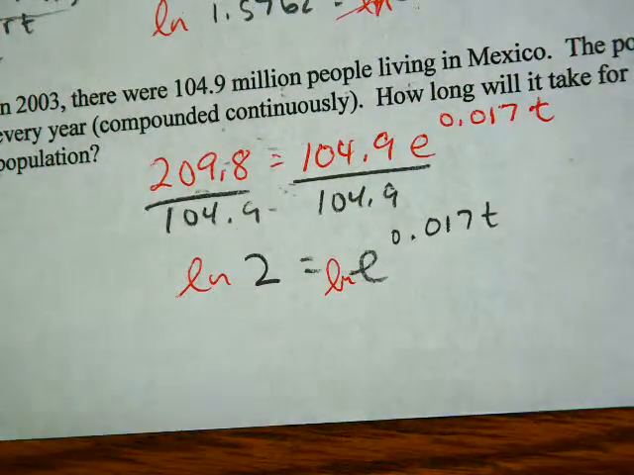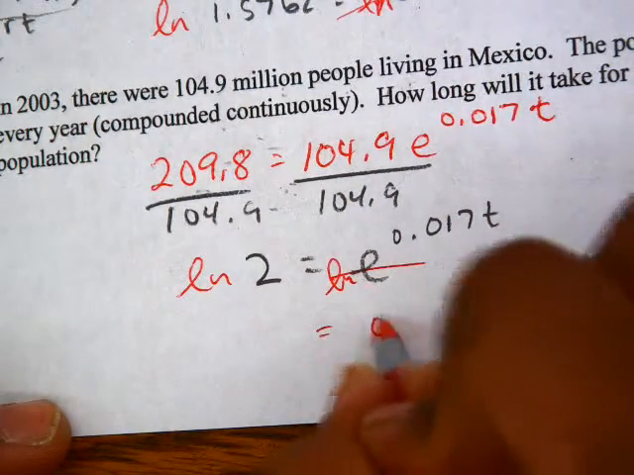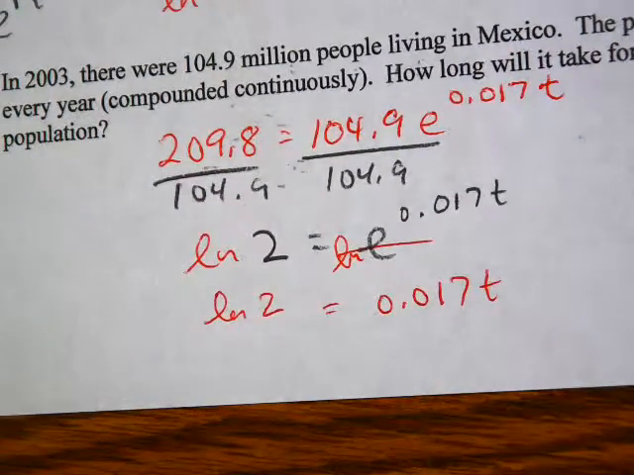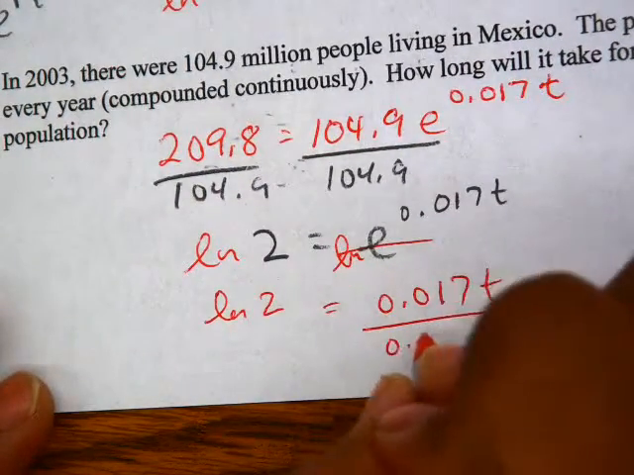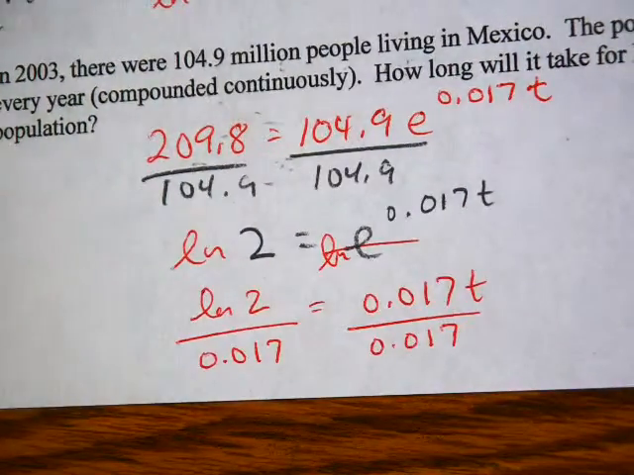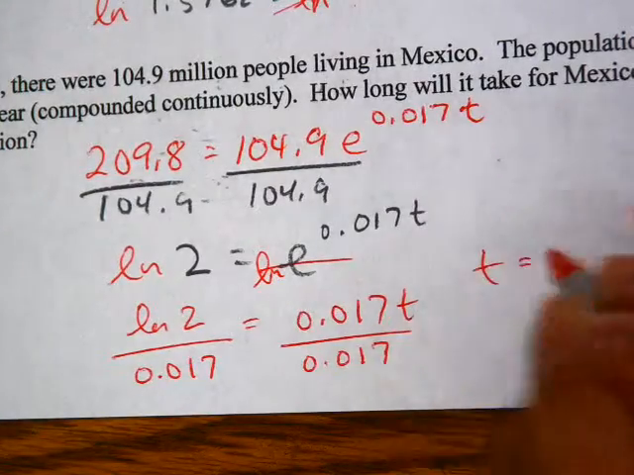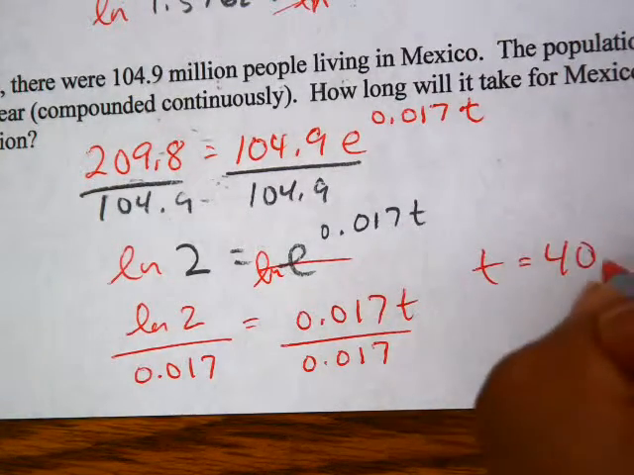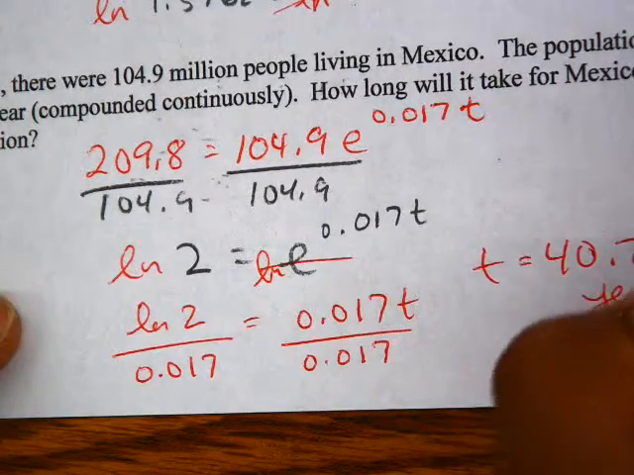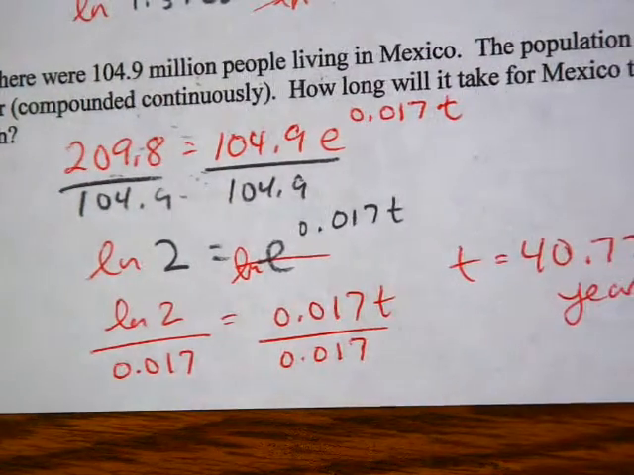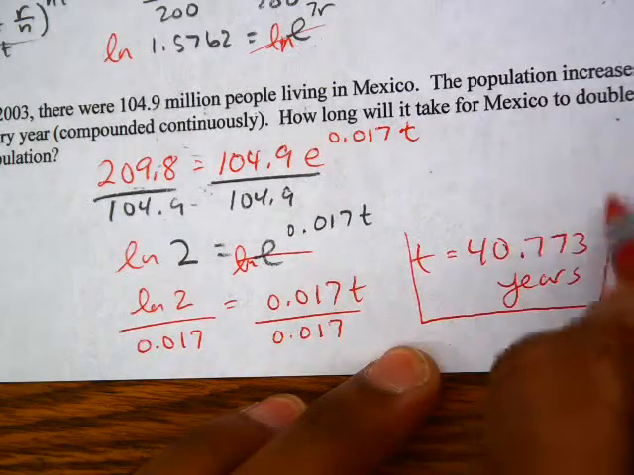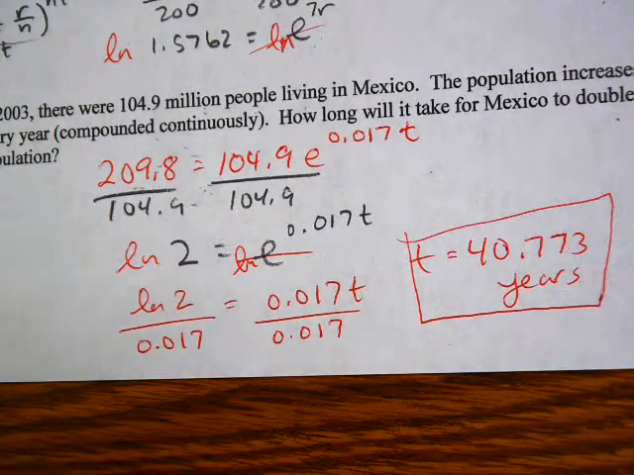The E cancels out. Then you got to divide it by 0. And you get T is equal to 40.7 years. So after about 40, 41 years, Mexico should double its population if they keep increasing at 1.7%.